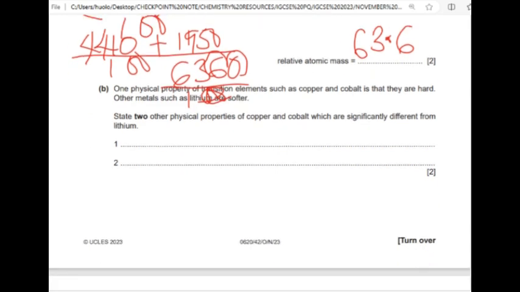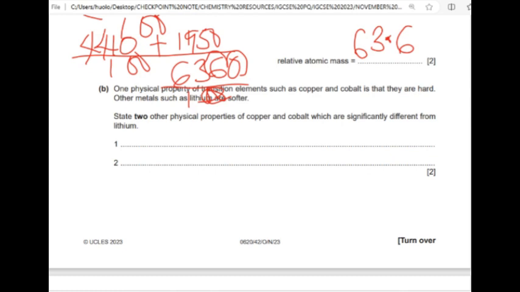Now we make progress. One physical property of transition elements such as copper and cobalt is that they are hard. Other metals such as lithium are softer. Okay, so those are physical properties that are different, physical properties of group 1 metals that are different from regular metals. Now state 2 other physical properties of copper and cobalt which are significantly different from group 1 metals.